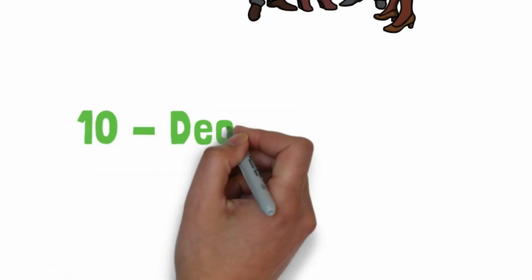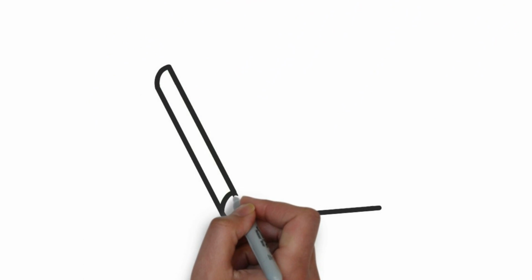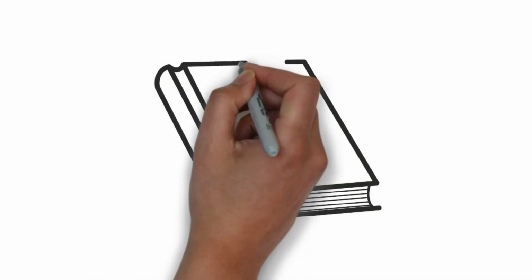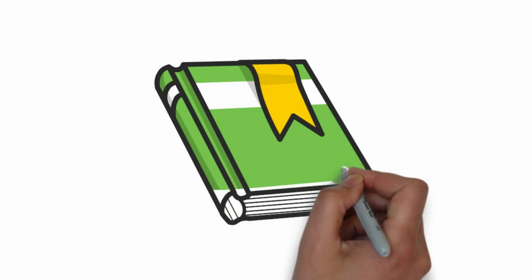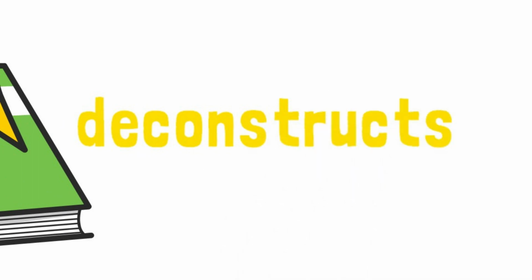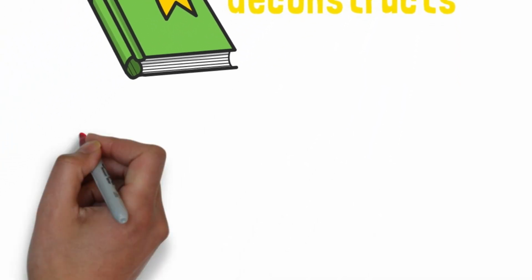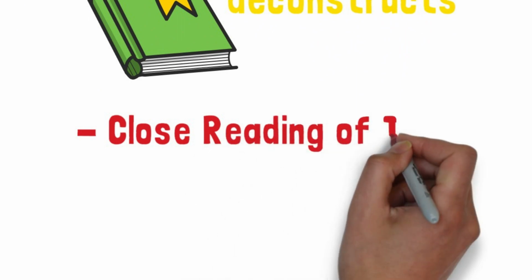Number 10 is deconstruction. This approach examines how a literary work deconstructs or undermines traditional concepts or beliefs. For example, analyzing the subversion of gender roles in Charlotte Perkins Gilman's The Yellow Wallpaper. And it requires close reading of the text.